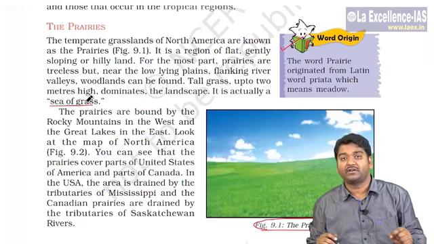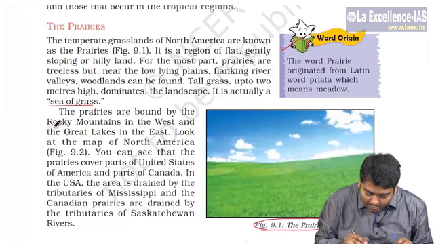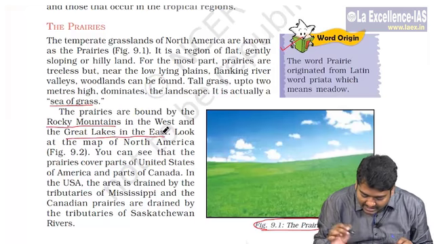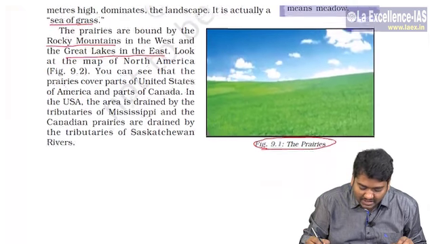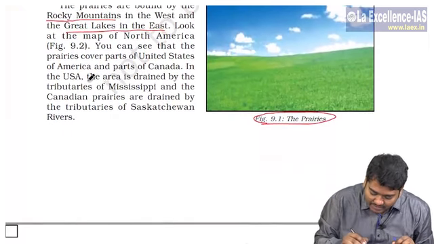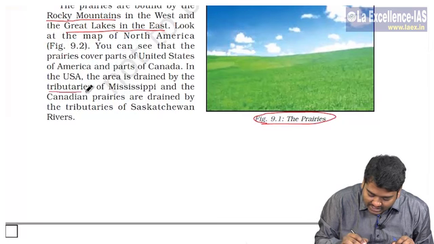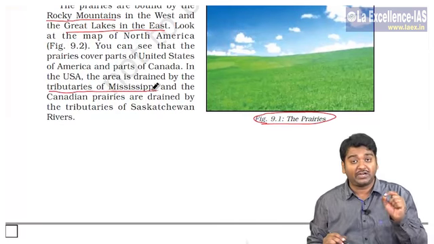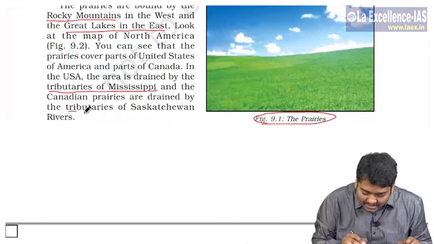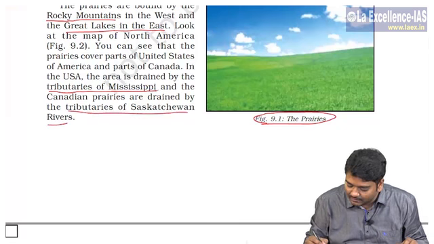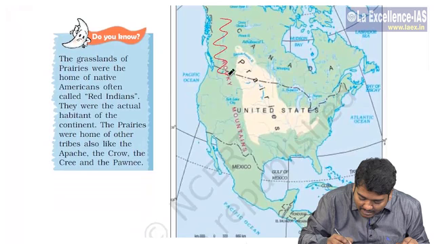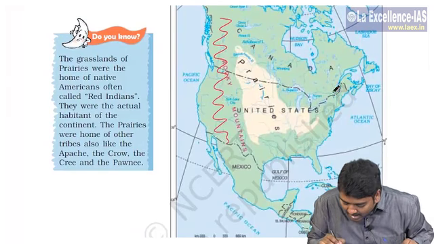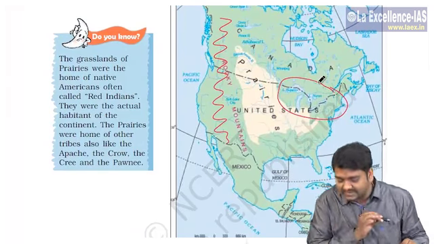It is also called the sea of grass. But what is more important is, it is in between the Rocky Mountains and the Great Lakes in the east. And it is present in between Canada and United States. The areas in the United States are usually drained by tributaries of Mississippi River, and in Canada it is by Saskatchewan River. I'll show you these.